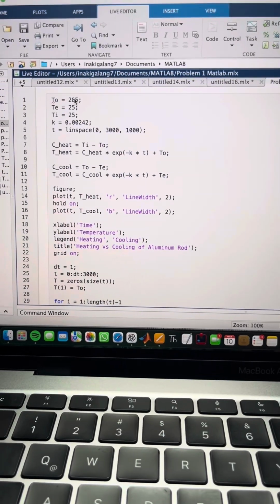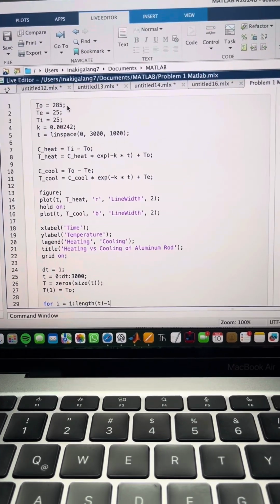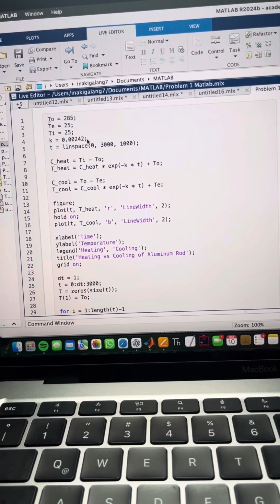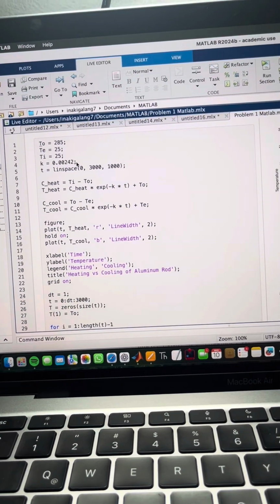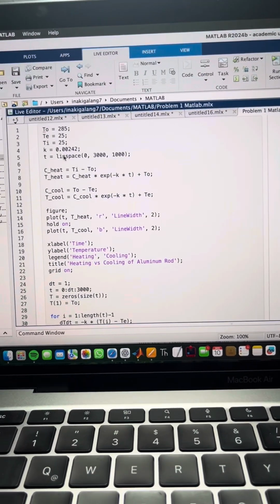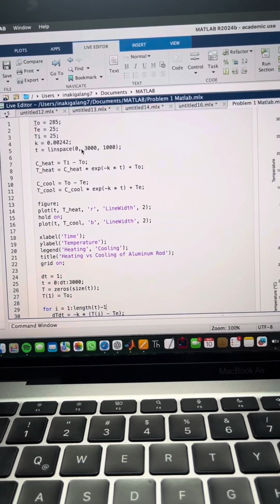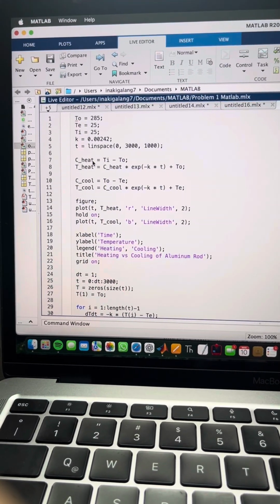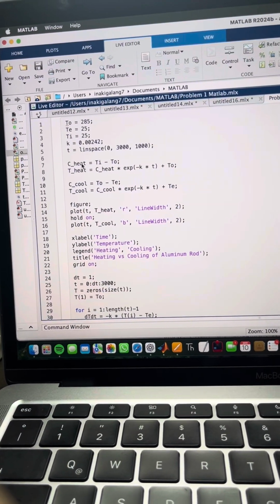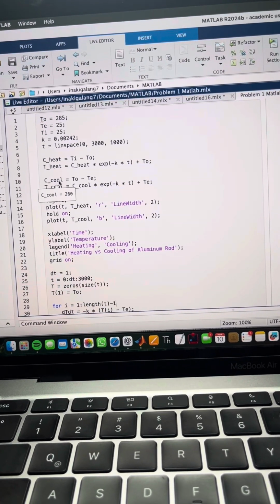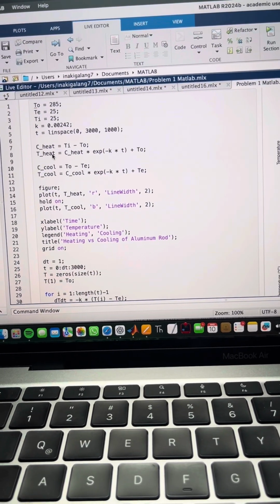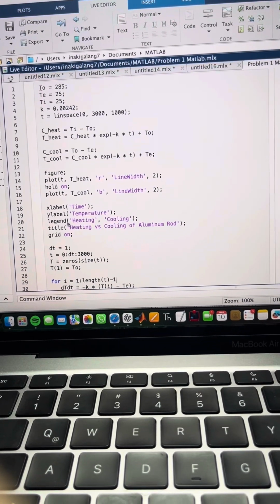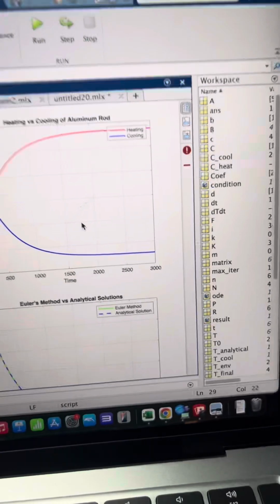Here is my MATLAB code for problem 1. Here is the temperature of the oven, the ambient temperature, and the initial temperature. This is the K constant, well, the cooling constant. This is the time vector going from 0 to 3000 by 1000. Here is the cooling constant C, and the heating constant C. Here is the temperature over time for the heating process and the temperature over time for the cooling process, and here is the plotting of both, and you get this.